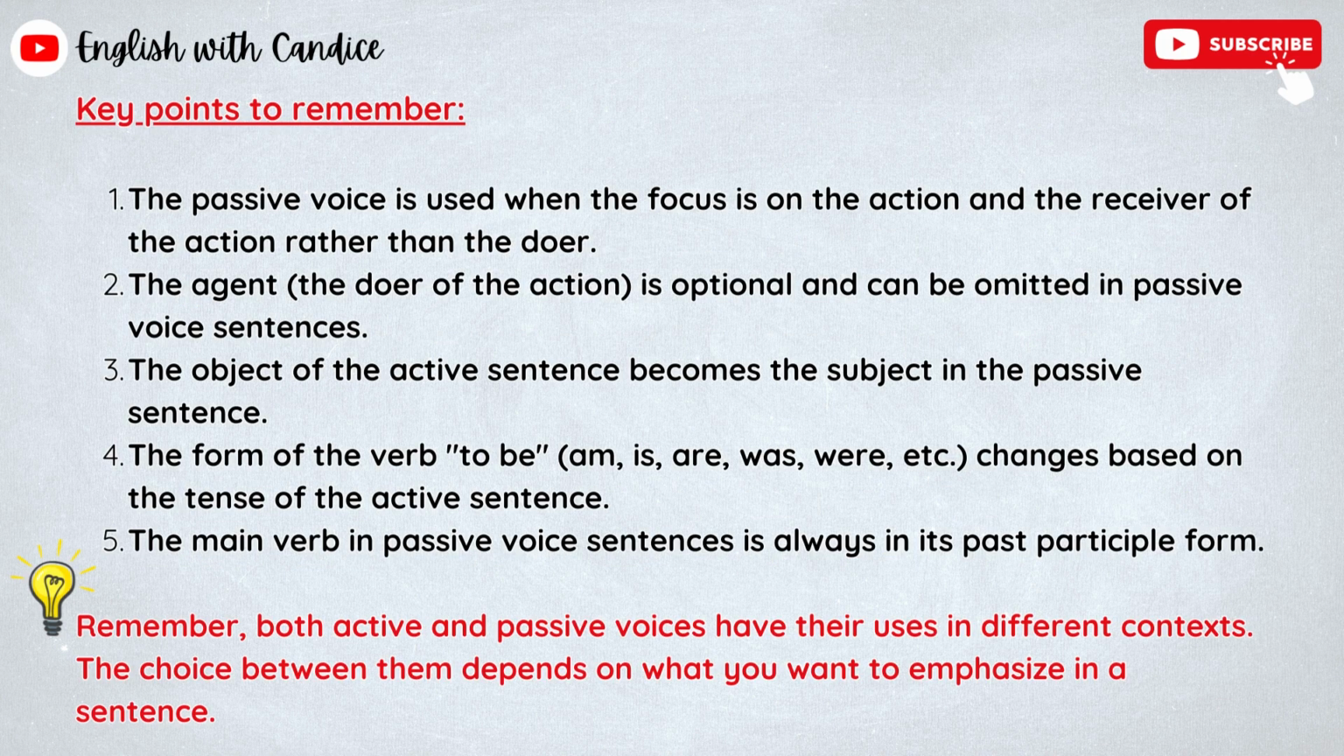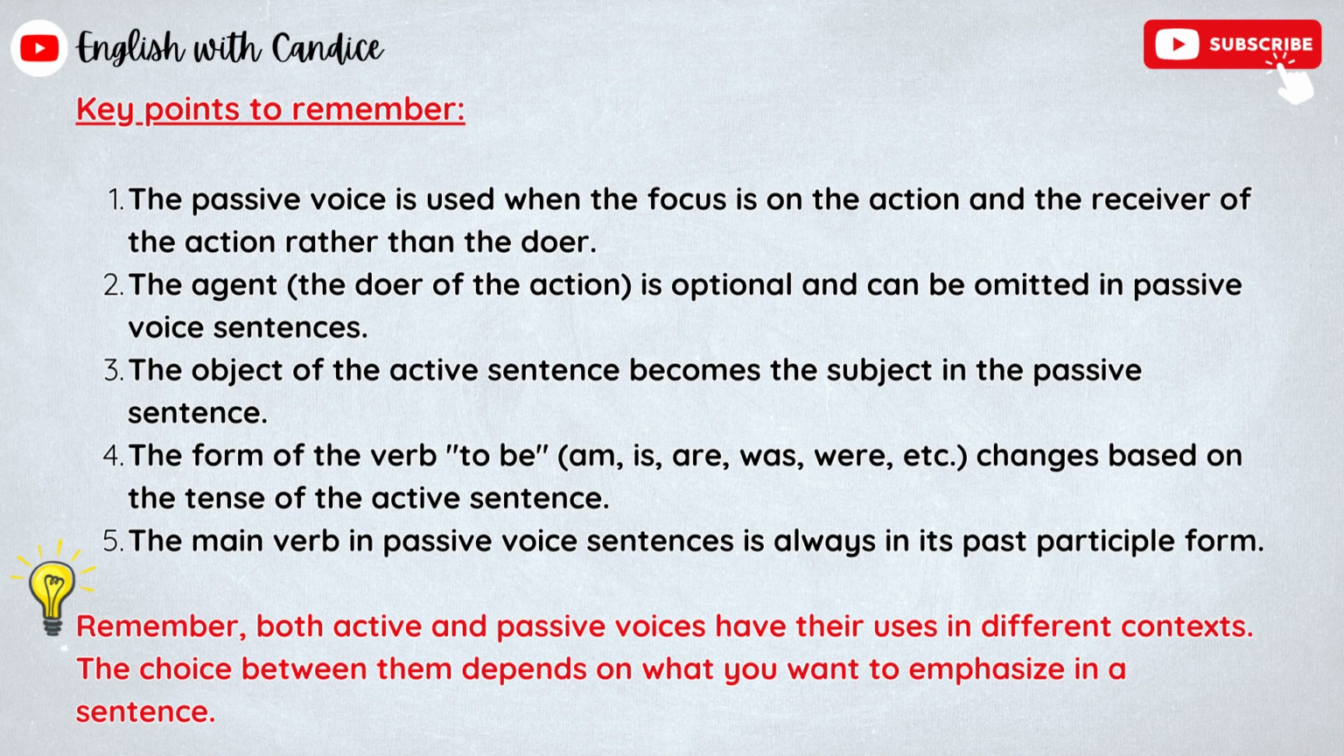Let's recap what you've learned. Here are some key points to remember. Number 1, the passive voice is used when the focus is on the action and the receiver of the action rather than the doer. For number 2, the agent or the subject, the doer of the action, is optional and can be omitted in passive voice sentences.